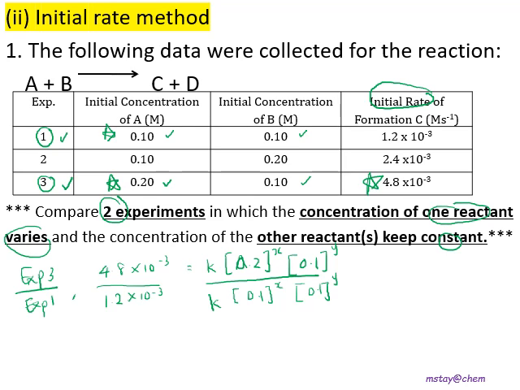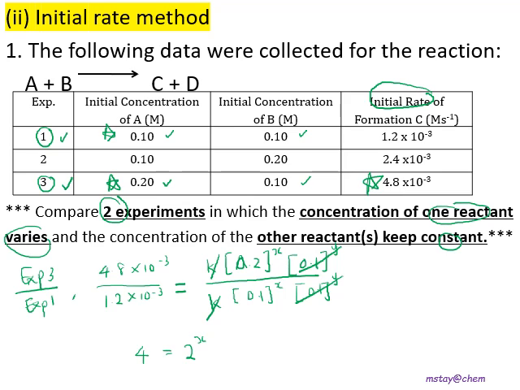So maybe in this case, the equal sign you need to put in the middle a bit. Okay, then next, when we use the operation of division here, 4.8 over 1.2 exponent negative 3 will equal to 4. And then K and K can be cancelled out. Concentration 0.1 to the power of Y also can be cancelled out. 0.2 divided by 0.1 is 2 to the power of X.